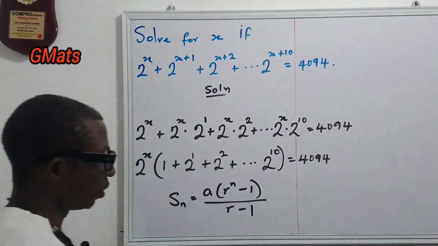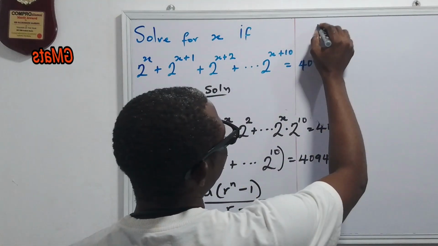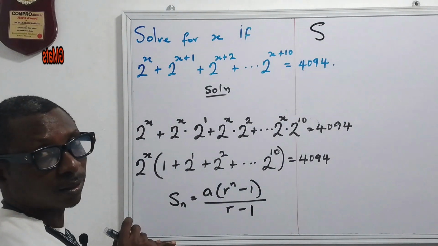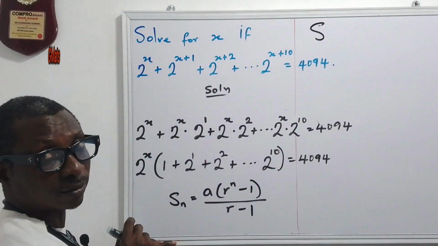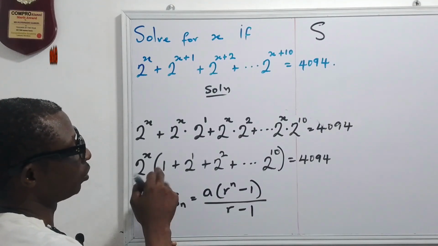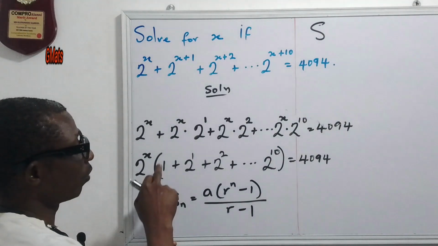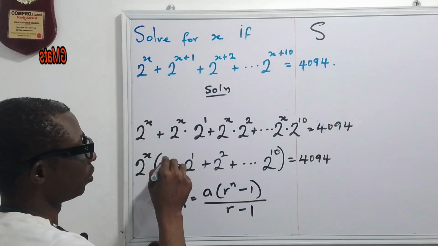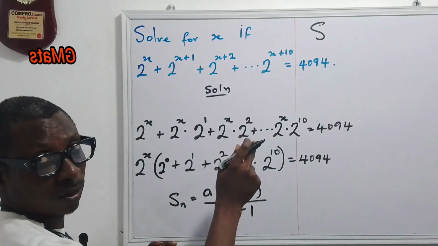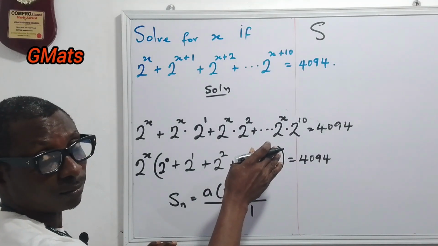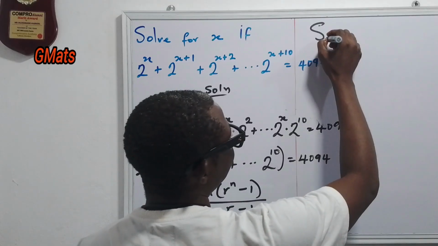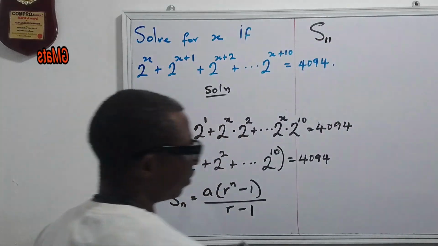All right, so now we have Sn. What is n? The number of terms we have here is 11. Because when you look at this, 1 is the same thing as 2 raised to the power of 0. So we count from 0, 1, 2, down until we get to 10. And that's 11. All right. So that means we want to find the first 11 terms.